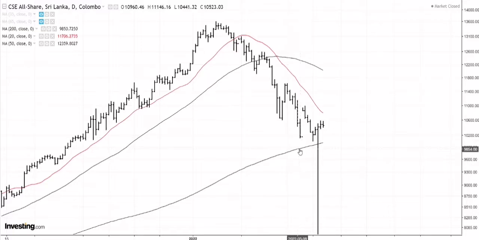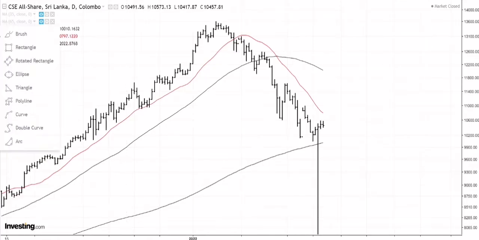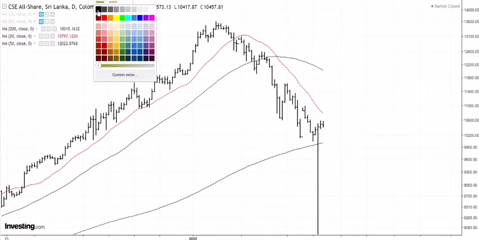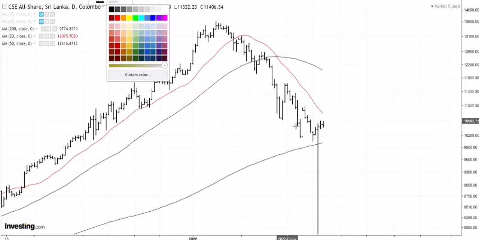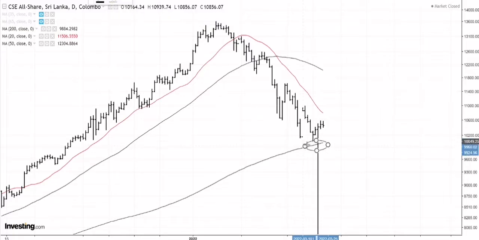As of now, the primary trend is favoring the buyers because we are clearly above a rising 200-day moving average. Let me just highlight it for those of you who don't know. This is the 200-day moving average over here, this rising black line. As long as we are above the rising 200-day moving average, our primary trend is positive and favoring the buyers.